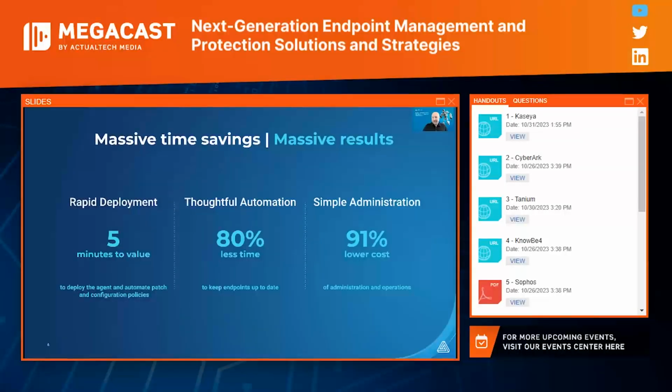Massive time savings and massive results. This is really where we bring it home, the core value proposition of Automox. Within 5 minutes of deploying the agent, it can be pushing updates and configurations to those endpoints or accept a remote control session. 80% less time spent keeping endpoints up to date on average.